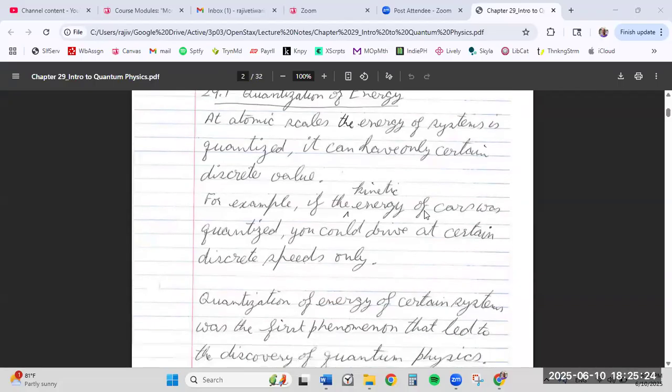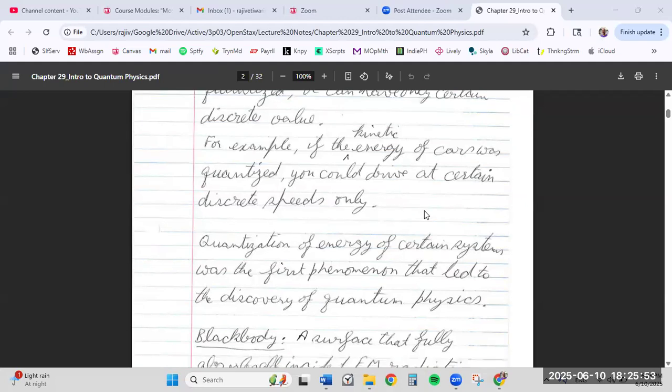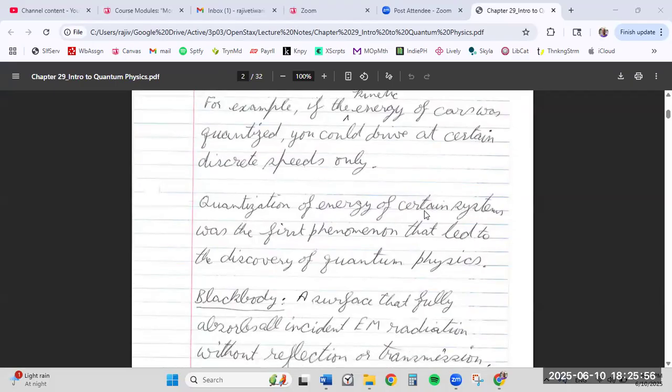However, when you get to the atomic scale, the energy of systems is quantized. It can only have certain discrete values. For example, if the kinetic energy of a car was quantized, what that would mean is you could only drive at certain discrete speeds only. 50 kilometers per hour, 55 miles per hour, 56, 57, but nothing in between. So that's basically what quantization would translate to.